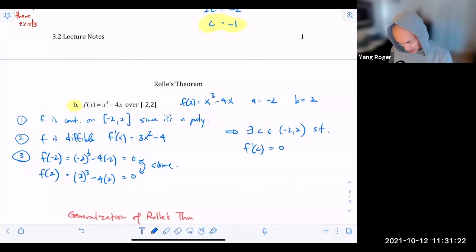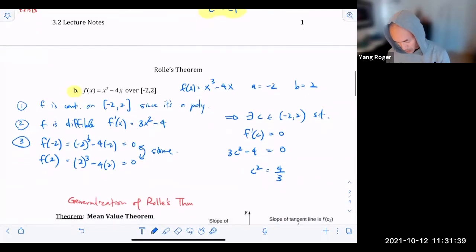I know that this means 3c squared minus 4 is equal to 0 because I simply take my first derivative and substitute in a c and solve. I get c squared is equal to 4 divided by 3, or c is equal to plus or minus the square root of 4 over 3.